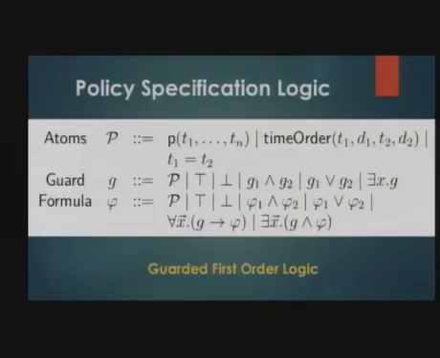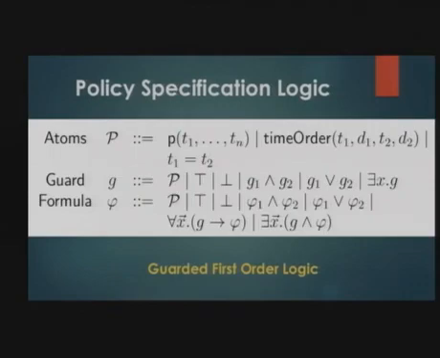So our policy specification logic looks like this. I know this is scary, but I'll run through each part. The first is what we call atoms, and the next part is guard. These are building blocks. The main policy specification is in the formula part. That's how you represent policies, and the first two are building blocks that are necessary for it.